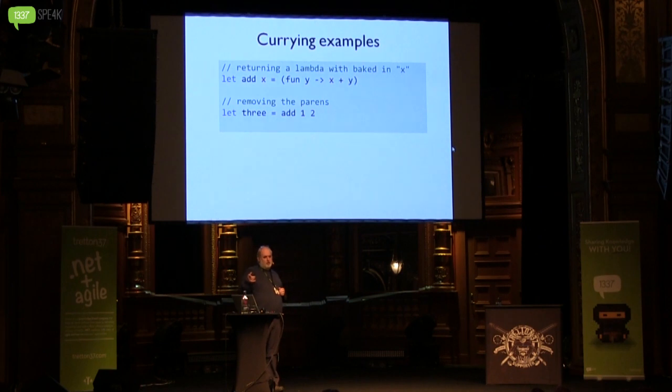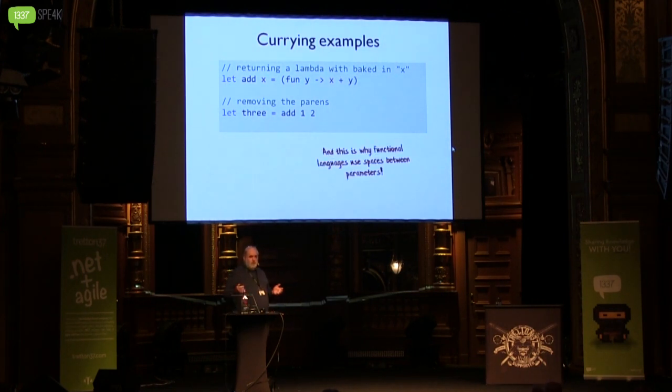So when you look at code like this in F# or in Haskell or OCaml or other languages, you think this is a 2-parameter function, but it's actually two 1-parameter functions. So add 1 is the first function, and then passing 2 to that is the second. So in F#, all functions are curried by default, which is really nice. And this is one of the reasons why functional programming languages use spaces between parameters. You might think, why don't they write functions like normal people with commas and parentheses? It's because these are actually multiple functions in a row, separated by spaces.